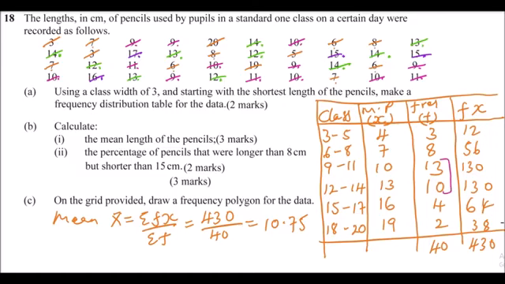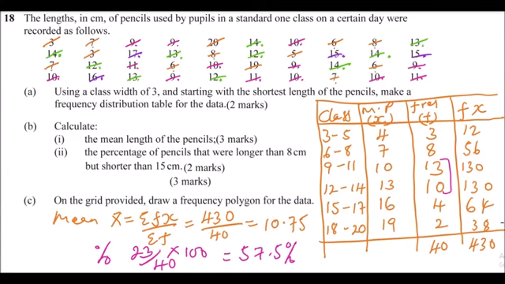So we can say 13 plus 10, that will give us the 23. So we say this is 23 divided by the total number of the pencils. You multiply by 100, and using your calculator you'll be able to get that is 57.5%. So those are the pencils that were in between 8 centimeter but shorter than 15 centimeter. We go to part C. On the grid provided, draw a frequency polygon for the data.